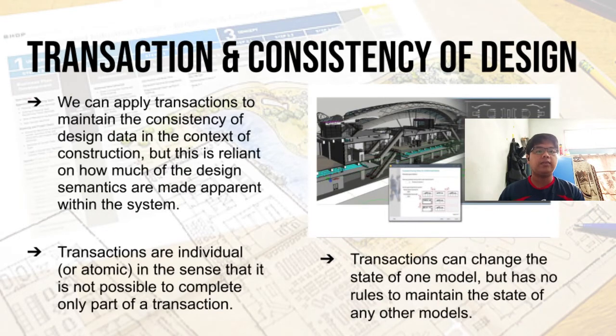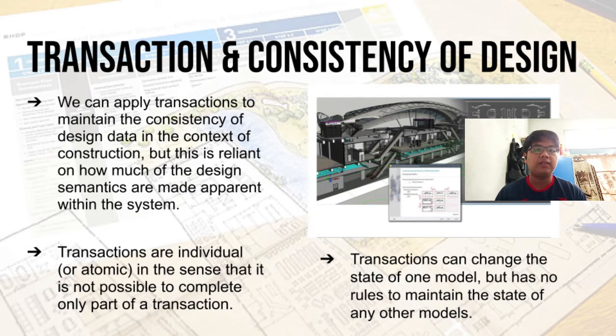Transactions are like individual decisions where only when complete entirely will they be committed, but if not, they will be rolled back. So, we can apply transactions to maintain the consistency of design data in the context of construction, but this is reliant on how much of the design semantics are made apparent within the system. Transactions are individual, in the sense that it is not possible to complete only part of a transaction.